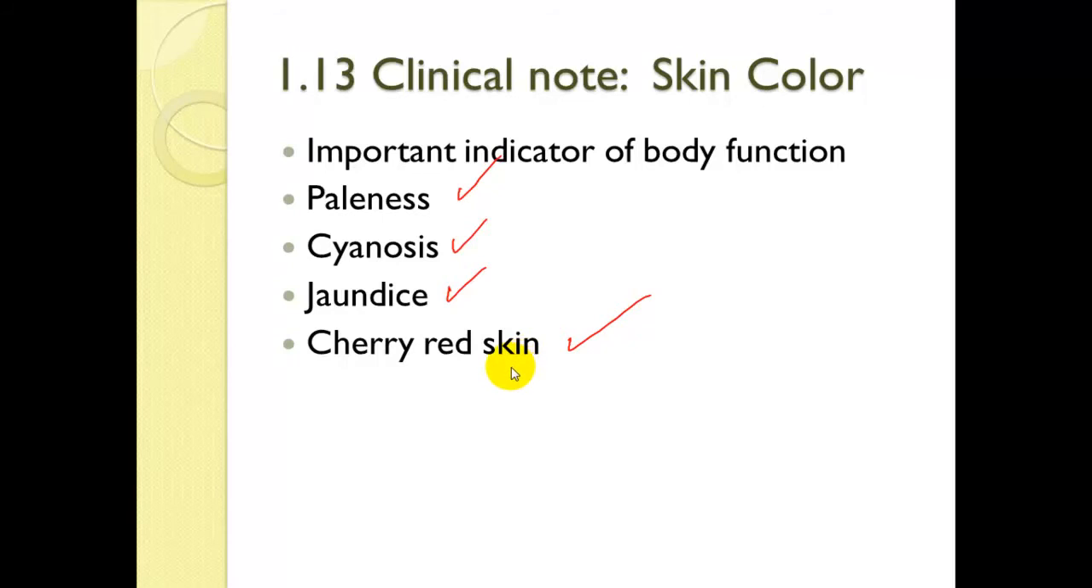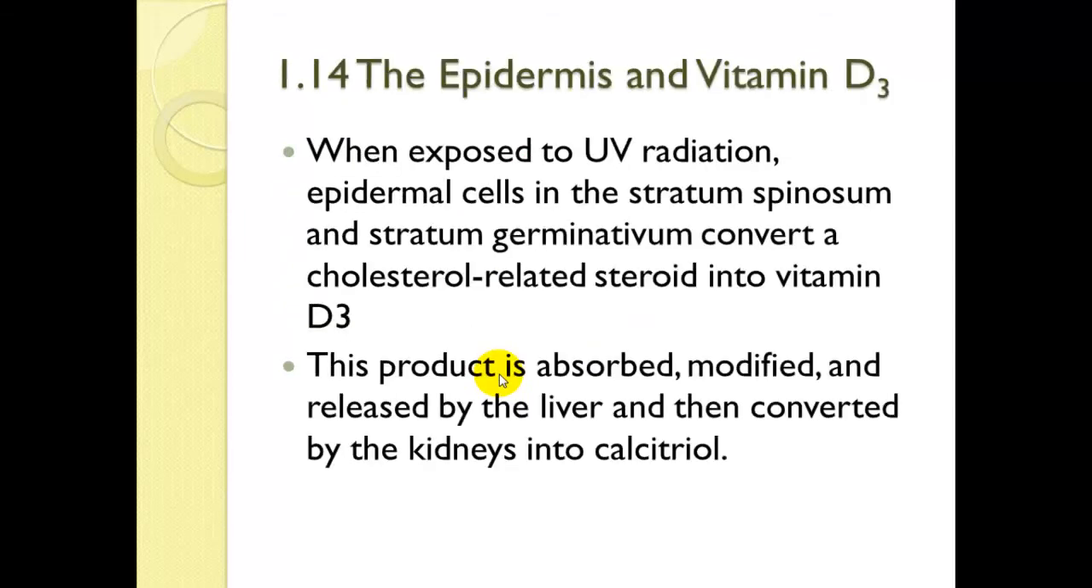Cherry red skin. Last but not least, cherry red skin is generally caused by carbon monoxide poisoning. The problem with carbon monoxide is that it likes the red blood cells a lot better than the oxygen does. So once it latches on there, it has a 200 times greater affinity, and it locks on pretty good. So cherry red skin is generally associated with carbon monoxide poisoning.